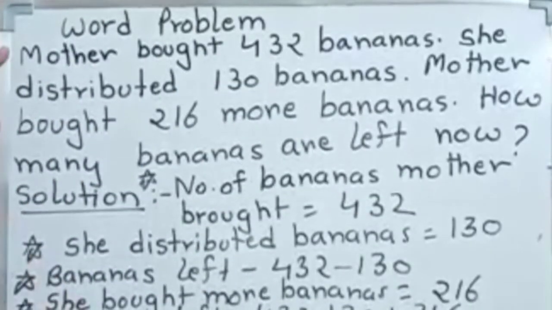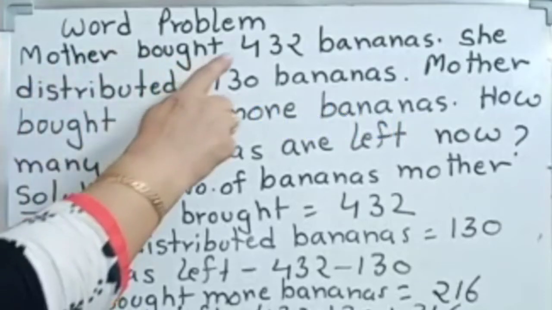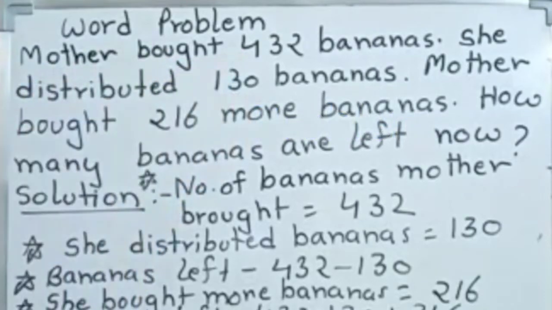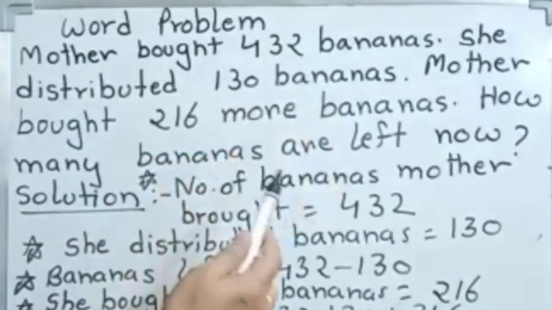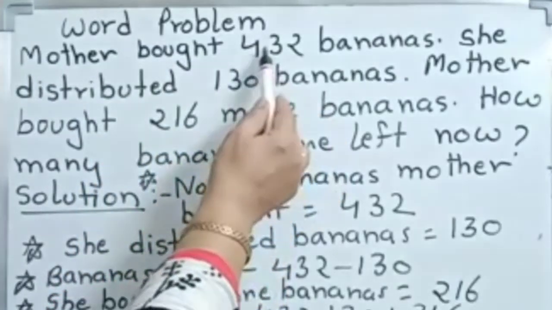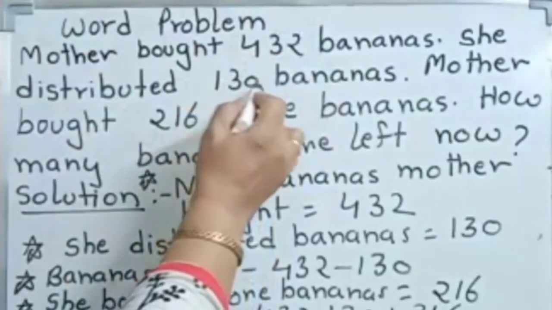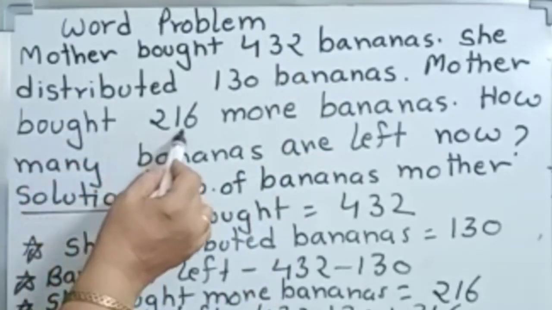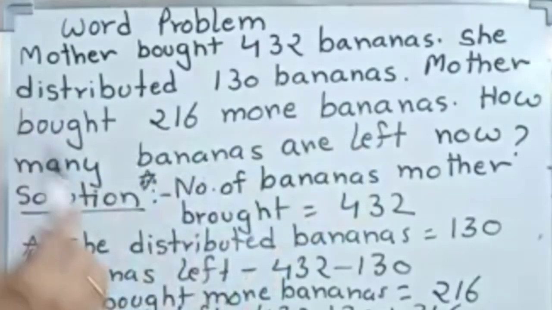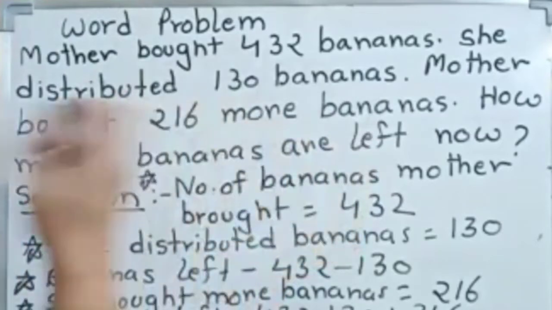We have another problem sum here. I am going to read it. Mother bought 432 bananas. She distributed 130 bananas. Means 432 minus 130. Take away 130 bananas from this number. Mother bought 216 more bananas. Means plus 216. How many bananas are left now?